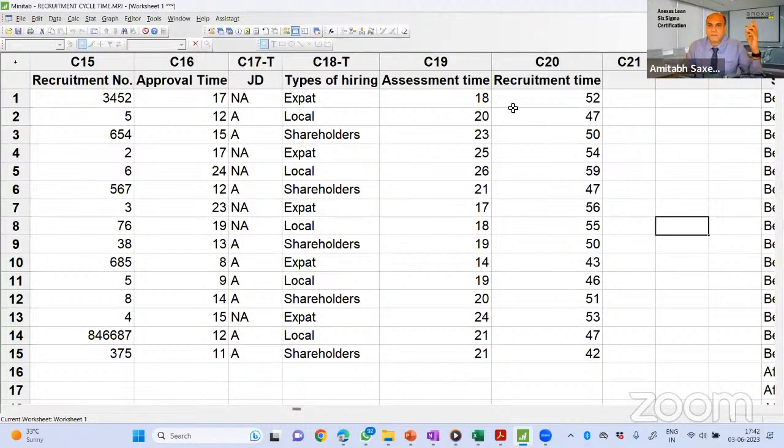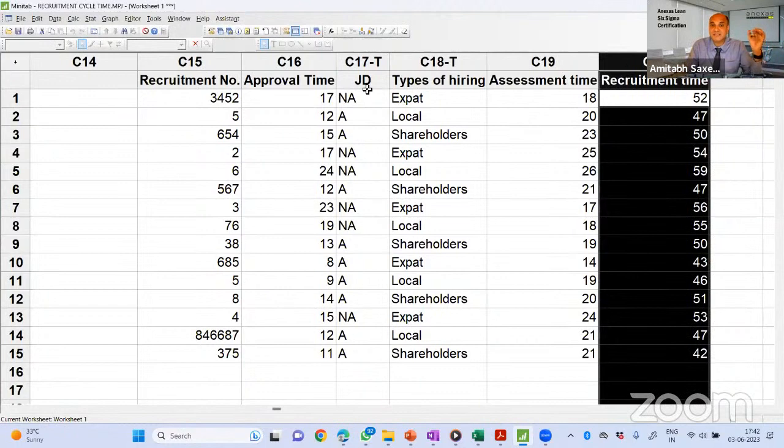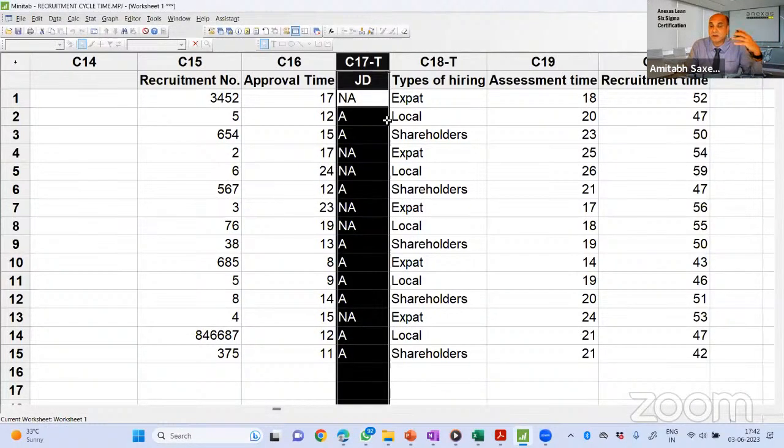So now what do I see here? I got the 4 root causes. If you remember, one is approval time, one is job description not available, one is type of hiring, and assessment time, the time taken to assess the employees. These are the top 4 causes. Now, are they really the top 4 causes? I want to validate that. I want to know, is recruitment time really affected by the job description availability, yes or no?